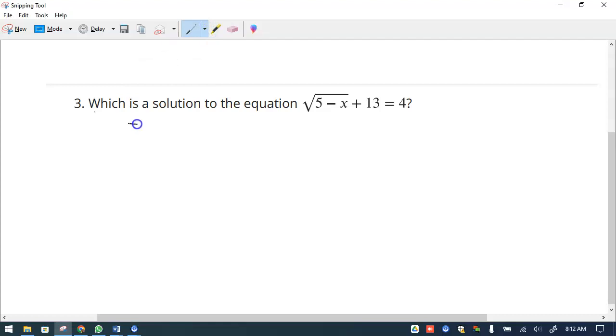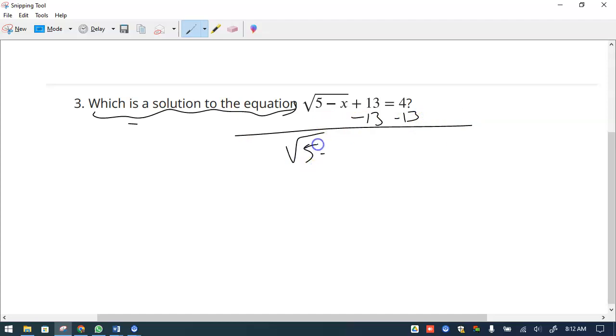What is the solution of this equation? First, subtract 13, and then this becomes square root of 5 minus x equals negative 9. You can see this is a square root, which is positive, and this is negative, so there's no solution. First of all, there is no solution, but you could be asked what the extraneous solution is, which does not make the equation true but looks as if it is a solution.